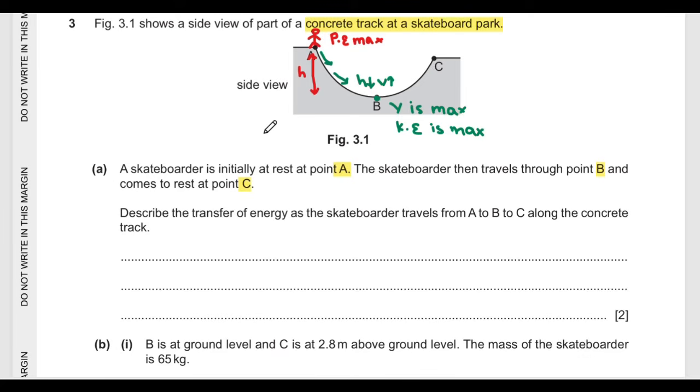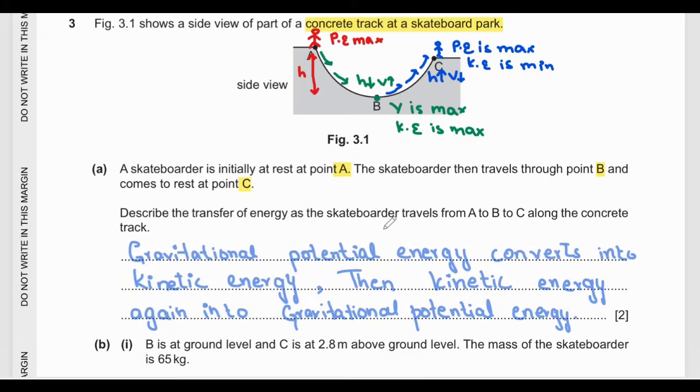And where does this kinetic energy come from? All the potential energy is converted into kinetic energy. Then the person starts moving up, height again starts to increase, so kinetic energy is now again being converted into potential energy. So potential energy is maximum at this point and kinetic energy is minimum. So conversions of energy go in a pattern that gravitational potential energy converts into kinetic energy. Then kinetic energy is again converted into gravitational potential energy.